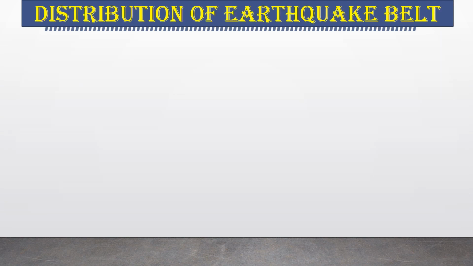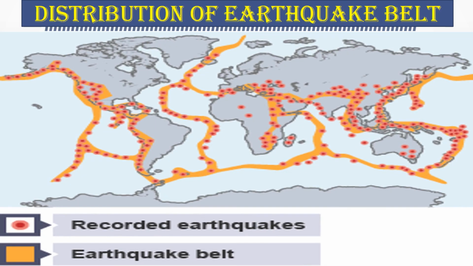Here is the diagram of the world. As you can see on the map, the recorded earthquakes are the red points, and the earthquake belts are covered with the orange color. These all are the earthquake belts, and the major earthquakes that were recorded are pointed with the red color.